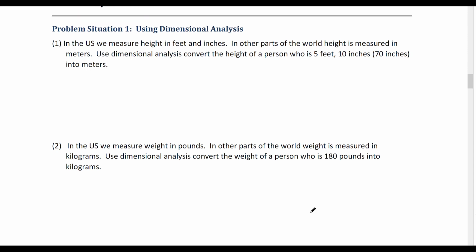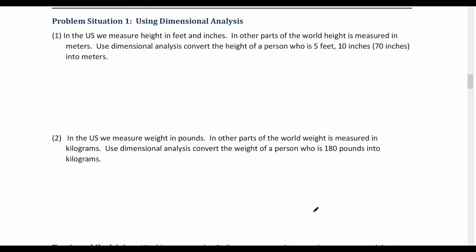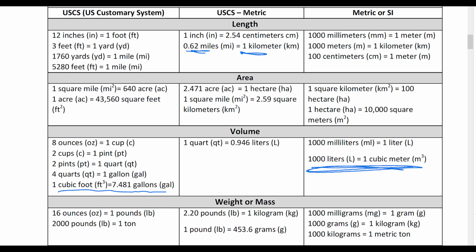In the U.S., we measure height in feet and inches. In other parts of the world, height is measured in meters. Use dimensional analysis to convert the height of a person who is 5 feet 10 inches to meters. So I'll come back here and I see the inches to centimeters relationship, and then we can build it up from there. So the 100 centimeters is a meter. So 1 inch is 2.54 centimeters.